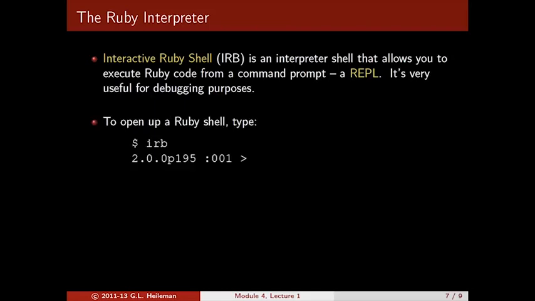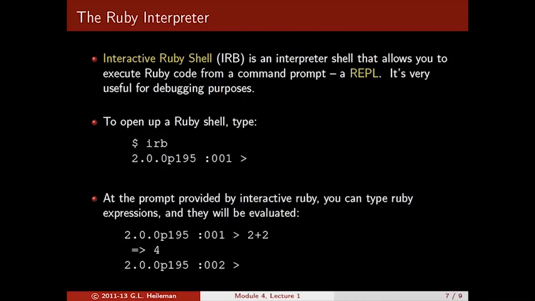Here's an example of how to do it. You type irb, and you'll see that it tells you the version of Ruby you're using, and then it'll give you the line that you're on. And so if you put something like 2 + 2 in, it'll give you the answer with that arrow, which is 4, and now you're on the next line of code. So there's this REPL loop that we're talking about.